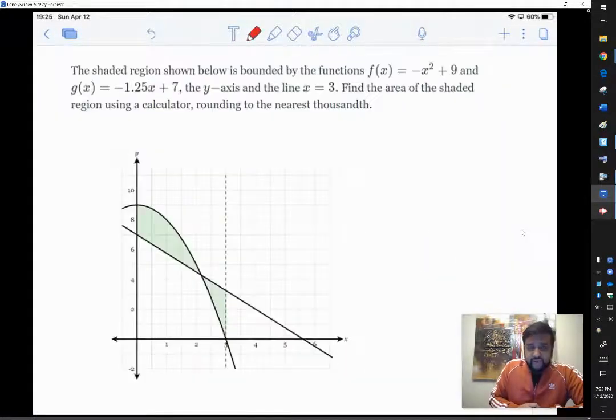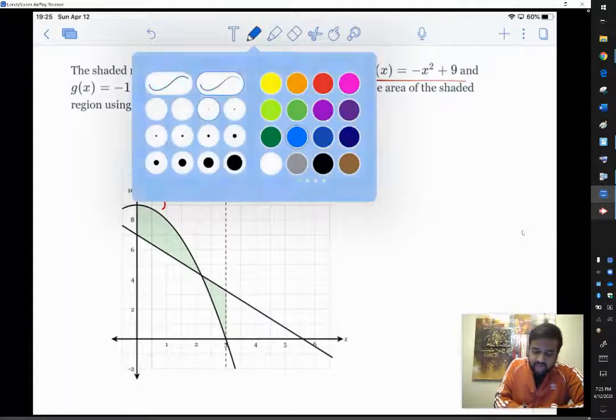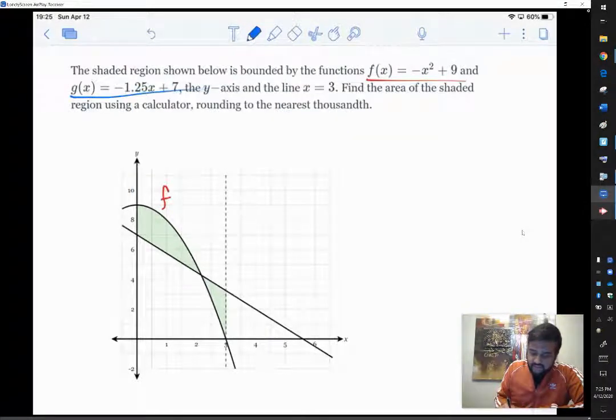Now, next example here right away looks pretty funky because we don't have a single region, we have 2. And that's kind of complicated. So let's read this problem carefully. It says we have f, negative x squared plus 9, and g, negative 1.25x plus 7. So one's a curve and one's a line, so that's pretty straightforward. My curve here is, I'm going to call it f of x, and my line here is g of x. So this is g.